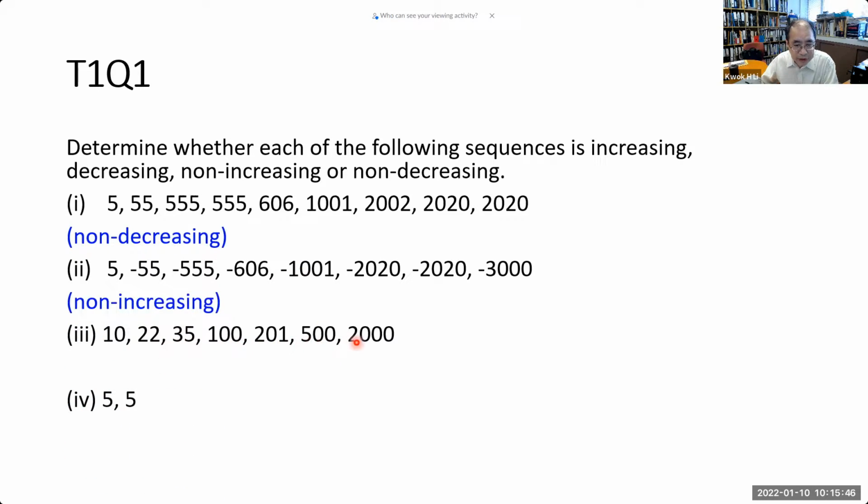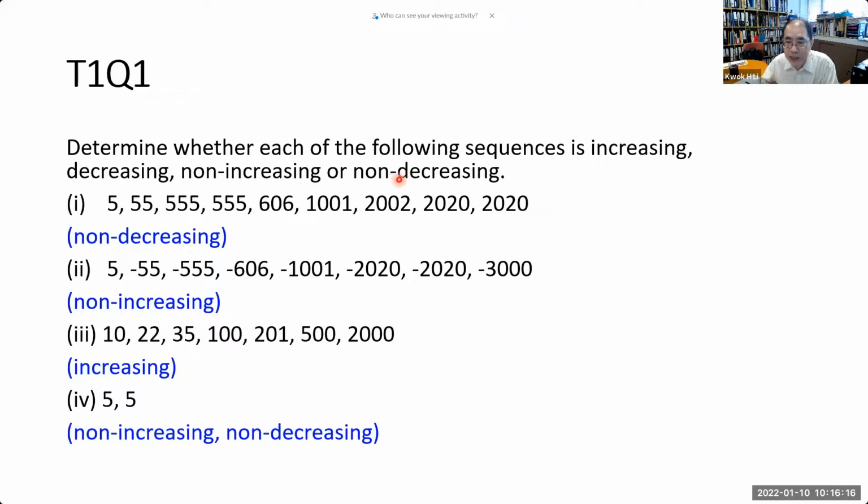This one here is increasing, with no repeat. This one, 5 and 5, you cannot say that is increasing, and you cannot say that is decreasing. So what you can say is non-increasing and non-decreasing. Sometimes you say that may be a constant, but I don't see any description called constant here. So I use non-increasing and non-decreasing.